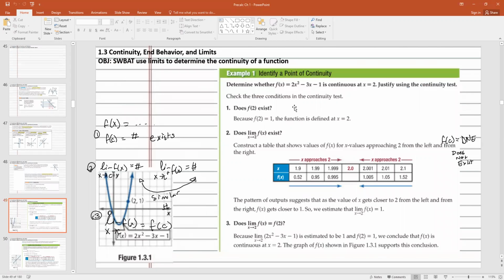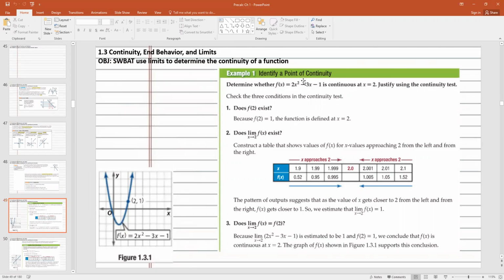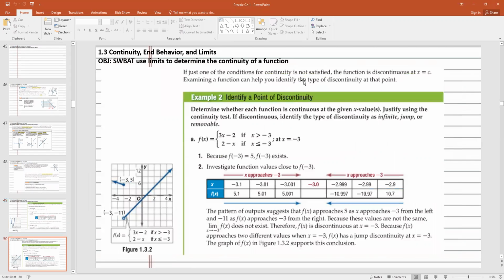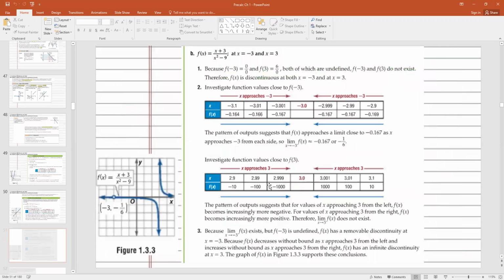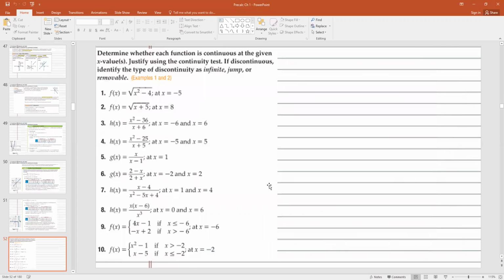All right. Let's go on. This is an example. Notice that they have three things. Another example. Here they have two things. One doesn't exist. And another one. I don't know if we'll be able to get through one of these. Hopefully we can.